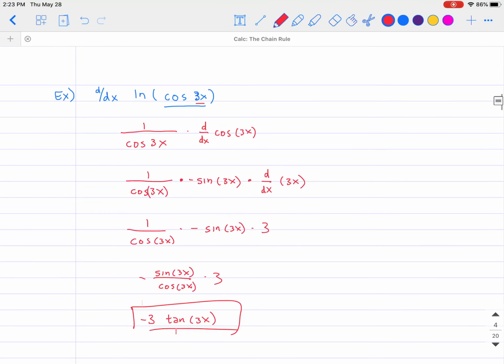Okay, so I think that's the last one. Hopefully this will help out with the chain rule. Let me know if you need me to go into further discussion, because I will definitely be more than happy to go more in depth with the chain rule. But this is basically the gist of it.